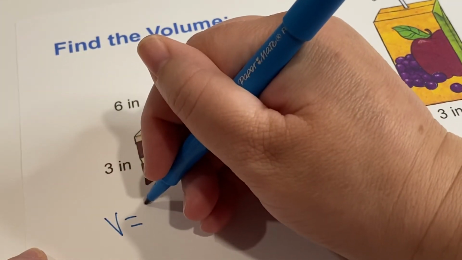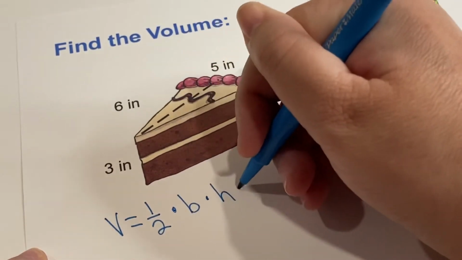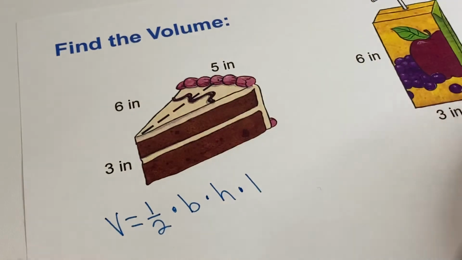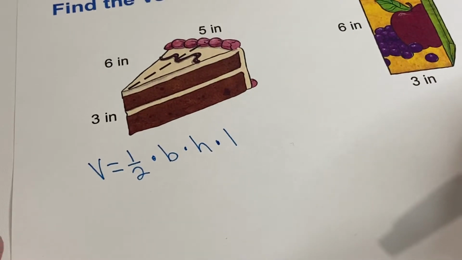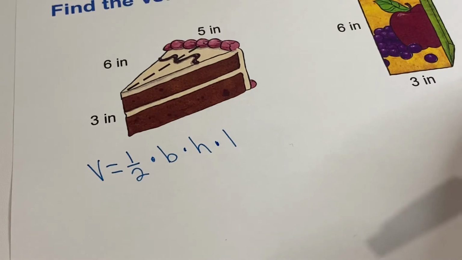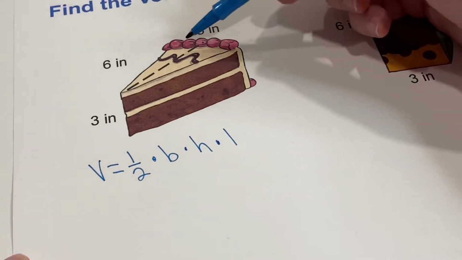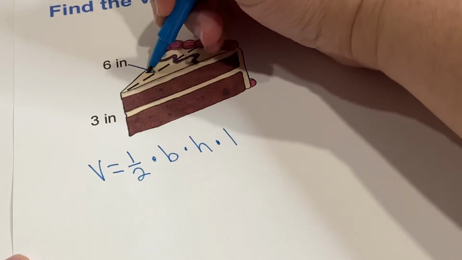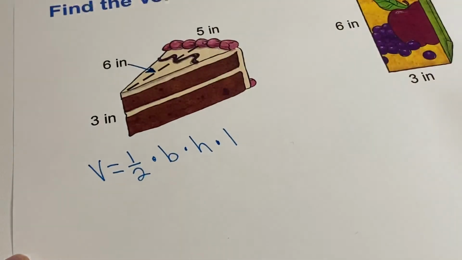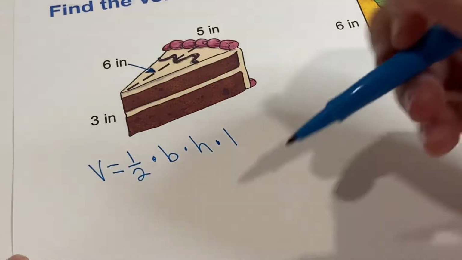formula to find the volume here would be 1/2 times base times height times length. And remember, when we do this, we're going to divide by 2 when we plug in the numbers, because that's just going to be a little bit easier for us. So the base here is 5. The height is this dotted line, and that's going to be 6. And then the length is going to be 3.